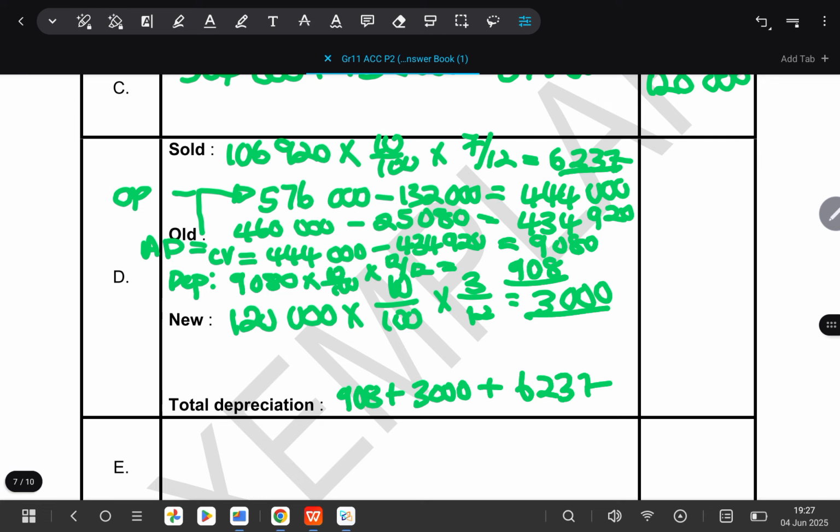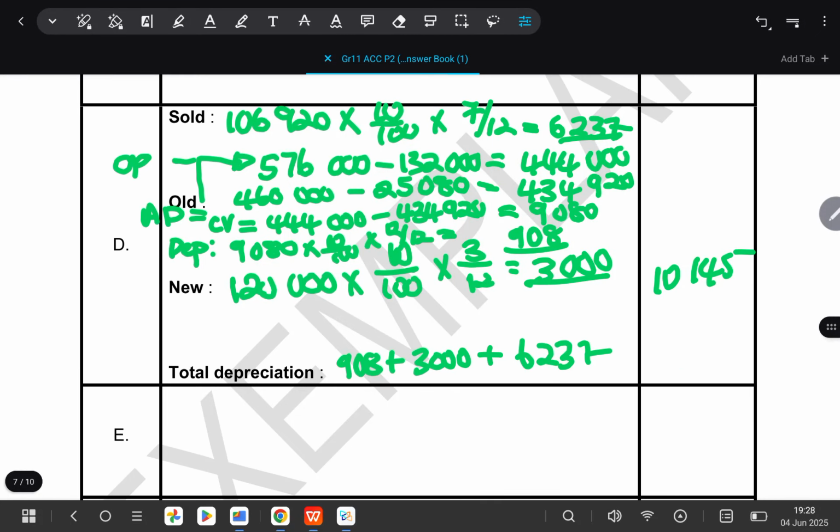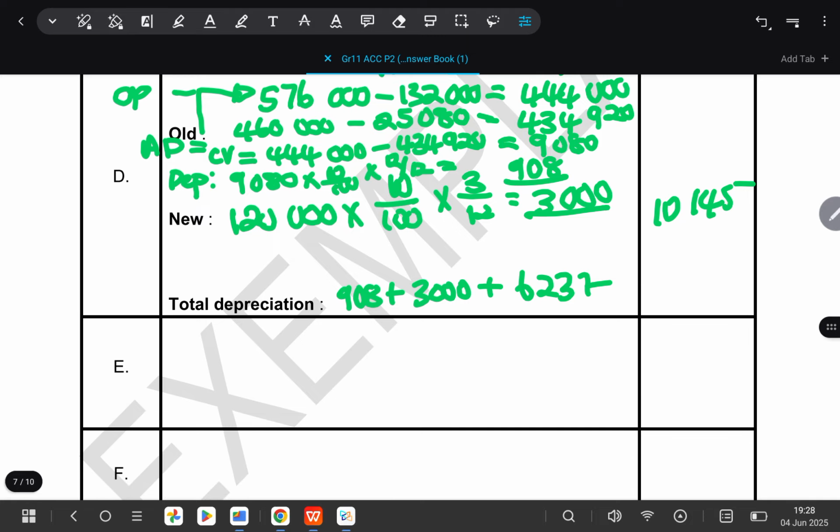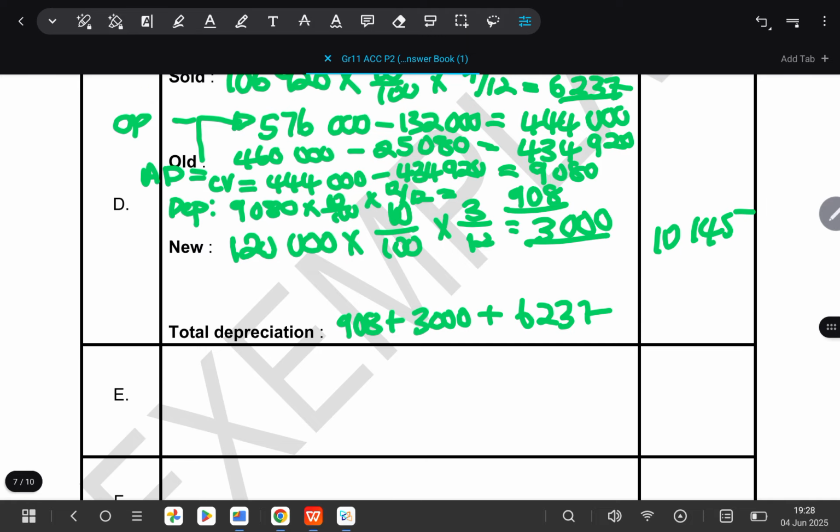6,237 plus 908 and then plus 3,000 gives us 10,145, right? So you've calculated your total depreciation for the year, and with this part we are done. This will have most of the marks for depreciation. It can have around 14 marks, so please be careful with that. So we are done with this part, and then we'll move on.